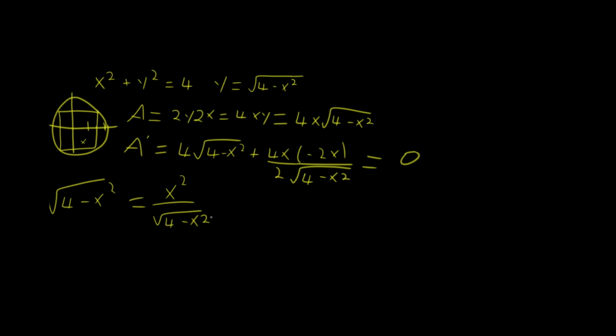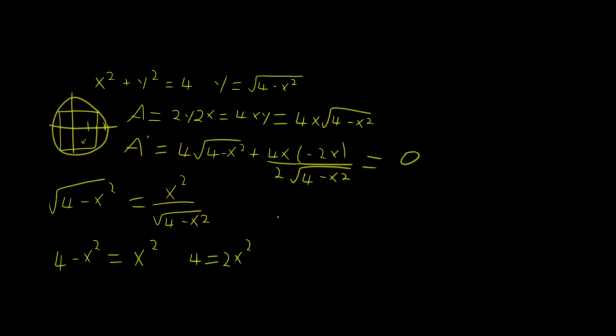And what I want to do next is just multiply both sides by the square root of 4 minus x squared. On the left-hand side, this gives me 4 minus x squared. On the right-hand side, multiply this by the square root of 4 minus x squared, they cancel, just giving me x squared. So now I'm really getting somewhere. Just add x squared to both sides to give me 4 equals 2x squared. That's great. So divide both sides by 2 to give me x squared equals 2.